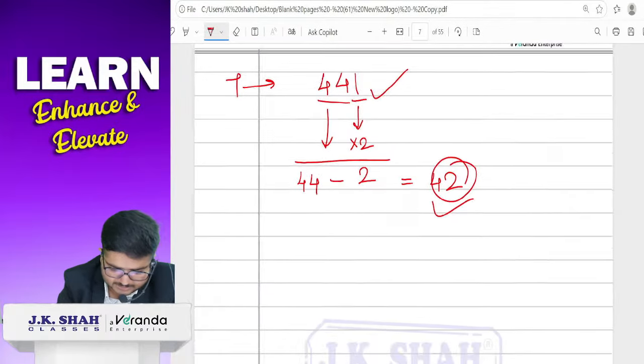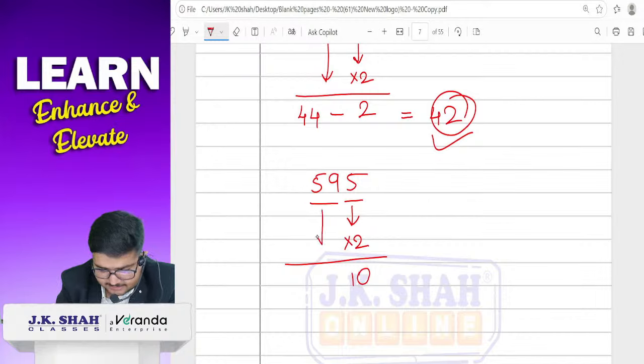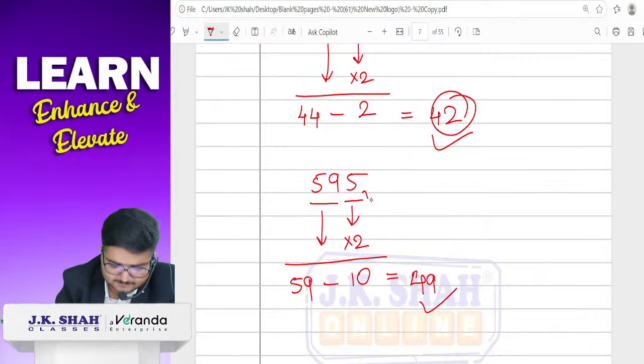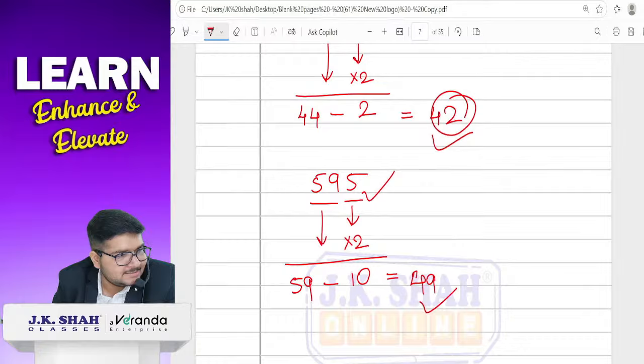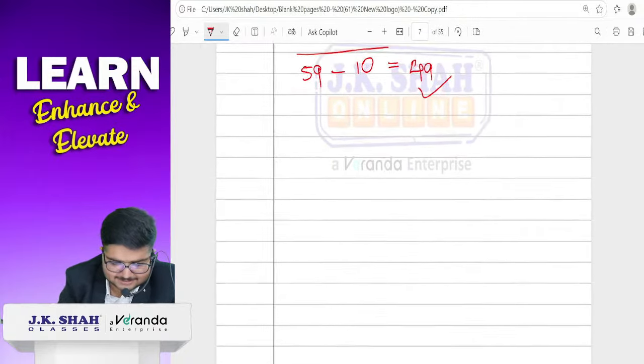Understood? Let us do one more example. 595. The last digit is 5, always multiply it by 2. The answer is 10. Bring the remaining numbers down. 59. 59 minus 10 is 49. Is this divisible by 7? Yes sir, this is also divisible by 7. Always take the last digit, multiply it by 2 and then subtract.